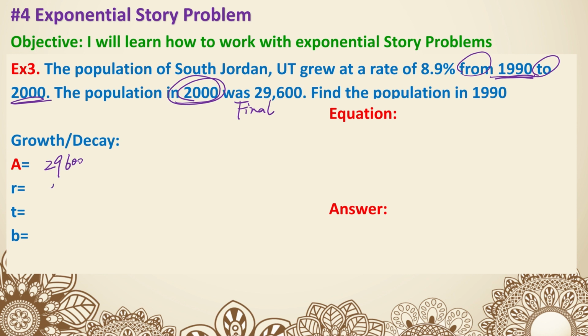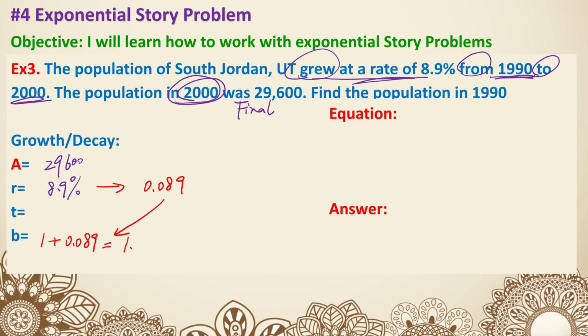29,600. The rate is still 8.9%. Because the population grew at 8.9%, let's change it into a decimal, which is 0.089. That tells you your factor is 1 plus 0.089, which makes it 1.089. As for time, from 1990 to 2000, that's 10. So let's set up the equation. Let me remind you, the equation looks like capital A equals little a multiplied with either 1 plus or minus r to the t power.